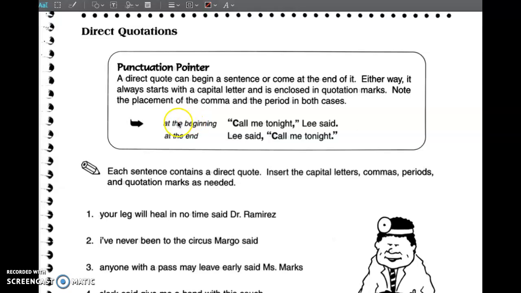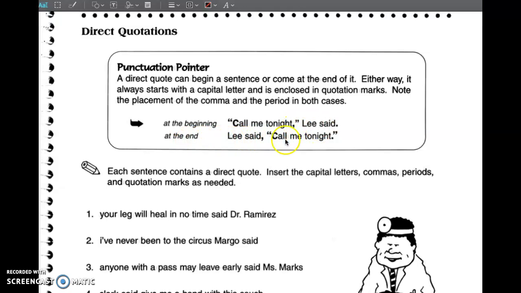So if the quote comes at the beginning, the comma comes directly after the quote. "Call me tonight," Lee said. And we have our quotation marks before and after, before the first letter and after that punctuation.